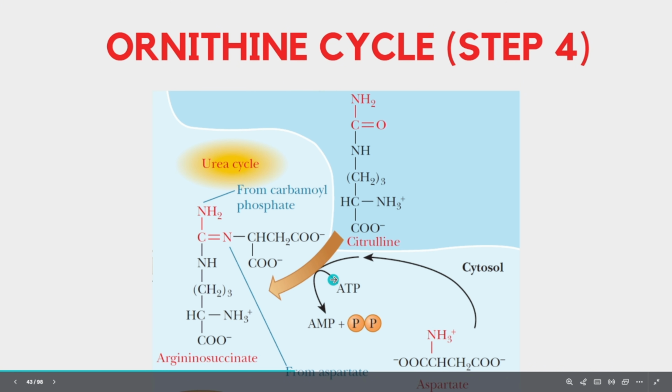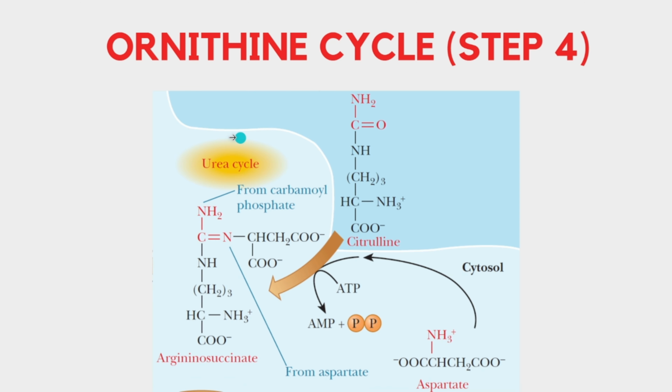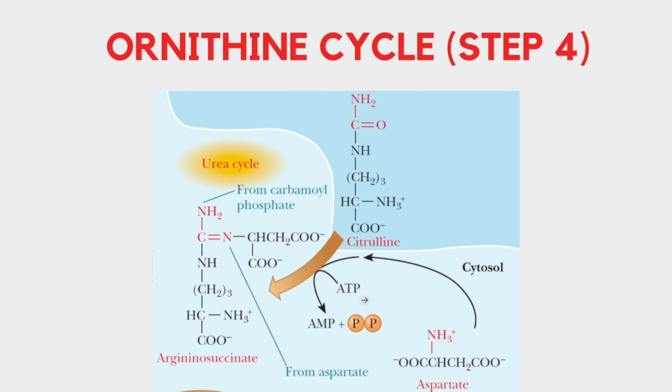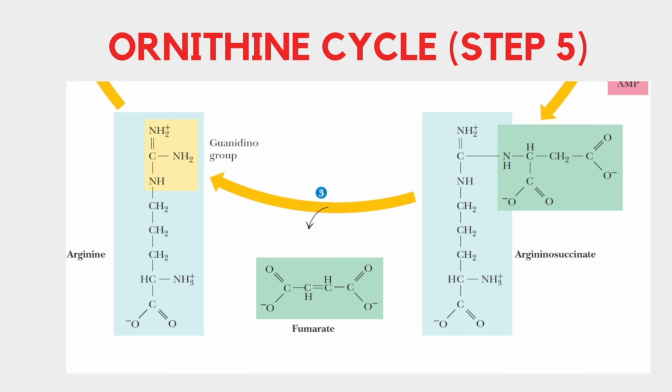So this process requires ATP. So this is just a normal reaction. Citrulline reacts with aspartate to form argininosuccinate by using one ATP molecule. Okay, clear. This is step 4. Step 5.